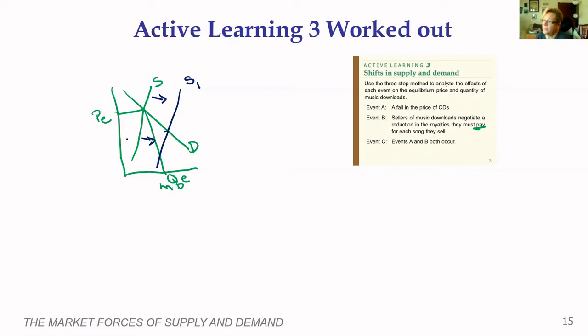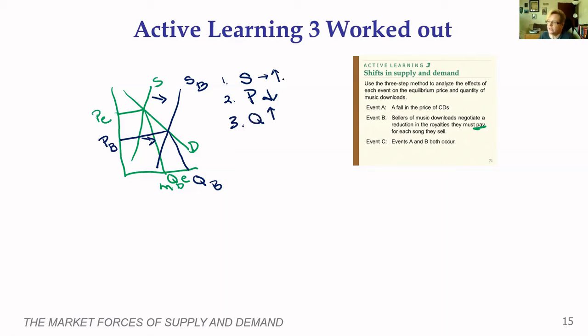Our new equilibrium, I'll call it S sub B because we're looking at event B. Here's the price with B, and here's the quantity with B. So looking at it in isolation, the first thing that happened is the supply curve shifted outward to the right and increased. The second thing that happened was that price decreased. And the third effect was that quantity increased.